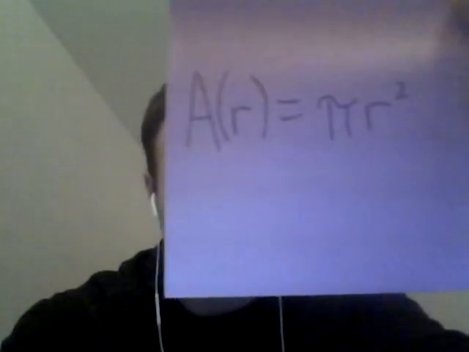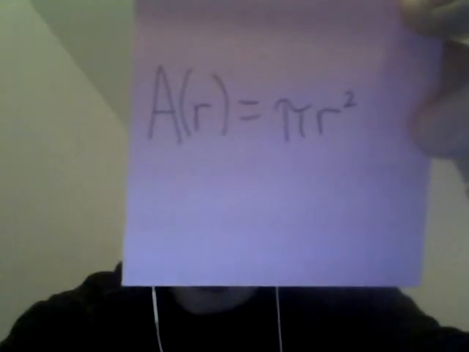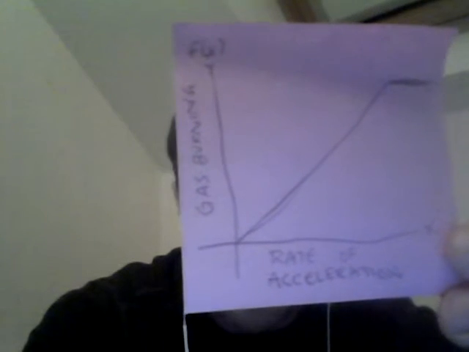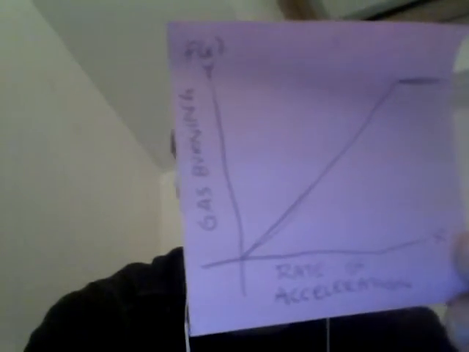So the area of a circle is equal to pi times the radius squared, and that's just showing that everything is very dependent upon the radius in that formula. And then there's visually, so by graph or any statistic. So you can see f of x, right? Put y underneath it, the gas burning and the rate of acceleration.